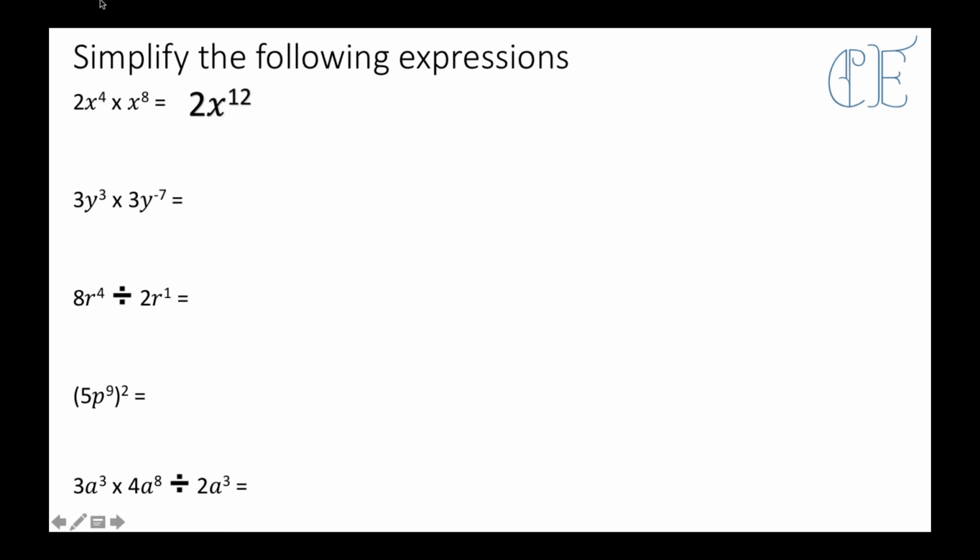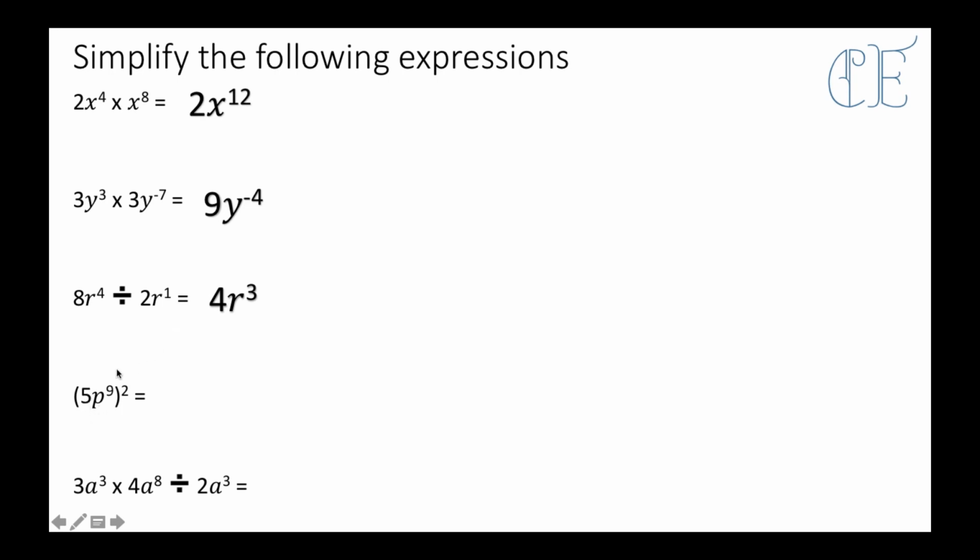3 plus minus 7. The reason it's a plus is because we're timesing. And when we have 3 plus minus 7, the minus wins, I like to say. So technically you can just do 3 take away 7. So it'd be 9y to the power of minus 4. Okay. 8 divided by 2 is 4. 4 take away 1 is 3, so 4r to the power of 3.